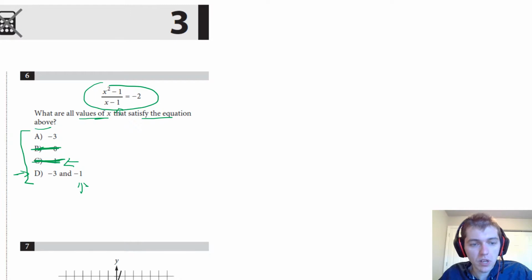0 is not equal to -2, so -1 is not. So D you can throw out. So the answer has to be A. Only -3 is a solution.